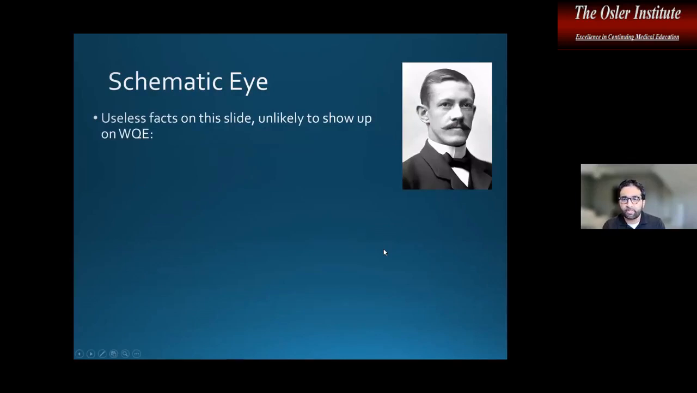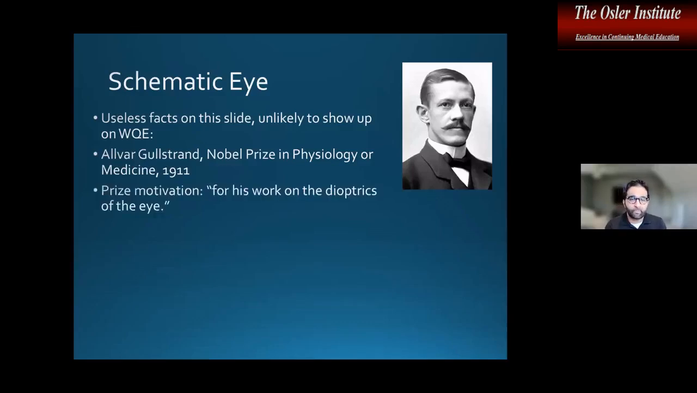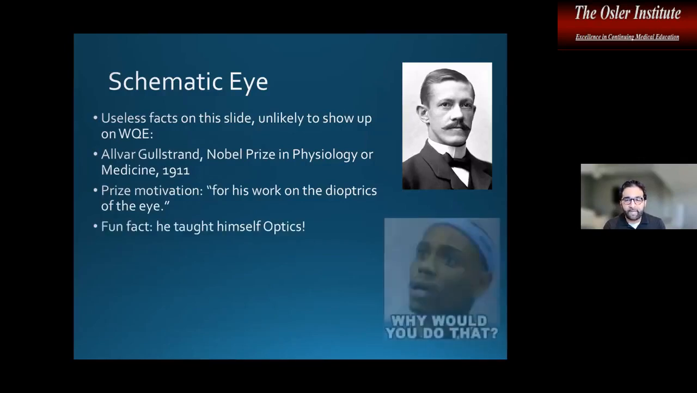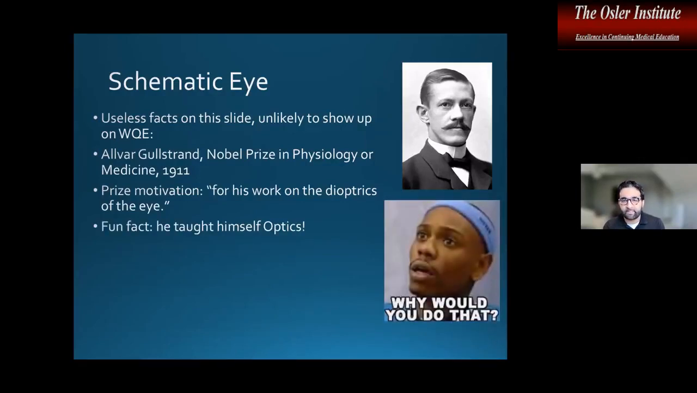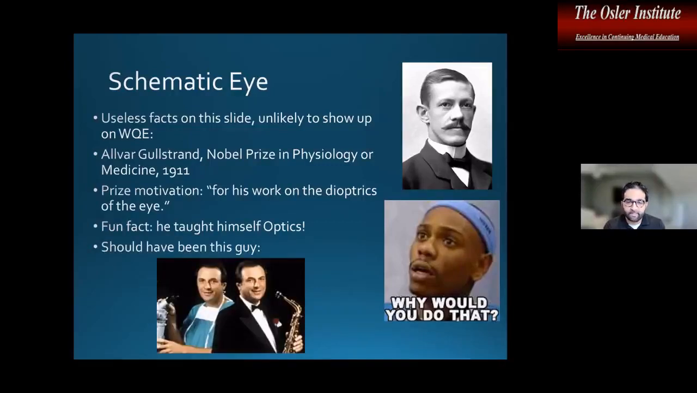This is Alvar Gullstrand, the only ophthalmologist ever to win the Nobel Prize in Physiology and Medicine in 1911, and this was for his work on the dioptrics of the eye. Fun fact, he taught himself optics, and when you think about Gullstrand's contributions to ophthalmology with a very inaccurate model of the eye, and he got the Nobel Prize for that, it really should have been this guy, which is, of course, Charlie Kelman, the originator and the godfather of phacoemulsification.